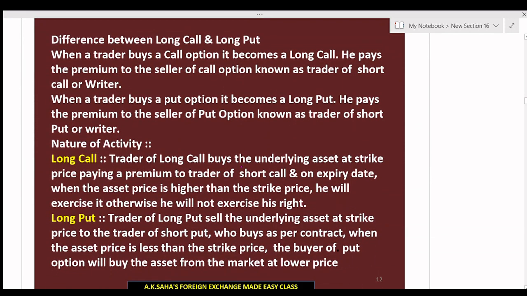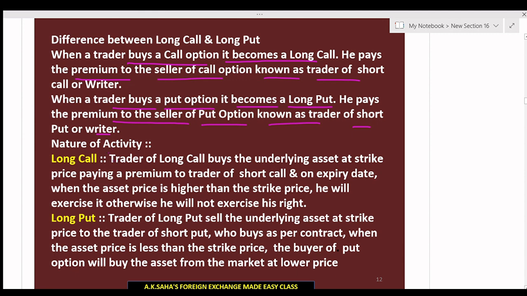Difference between long call and long put. When a trader buys a call option, it becomes a long call. He pays the premium to the seller of the call option, known as the trader of short call or writer. When a trader buys a put option, it becomes a long put. He pays the premium to the seller of the put option, known as the trader of short put or writer.